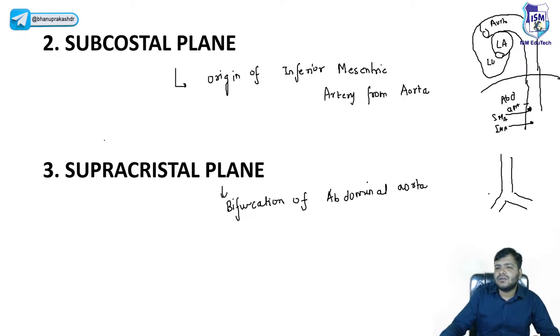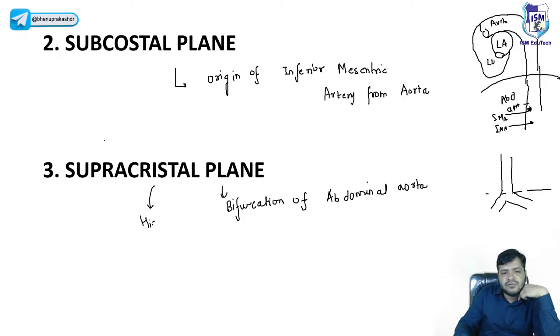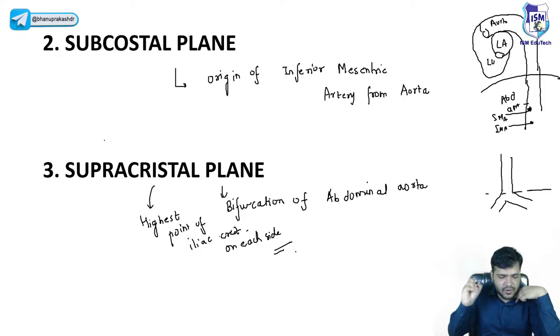So bifurcation is actually taking place at the supracrystal plane. And when I say supracrystal, it is joining the highest point of the iliac crest on each side. Remember, guys, it is joining the highest point of the iliac crest on each side, right?